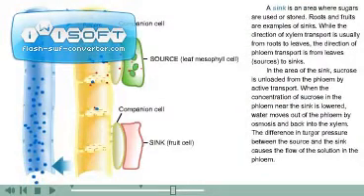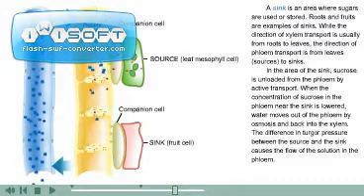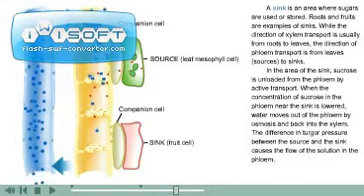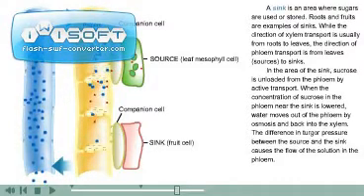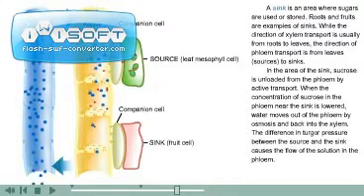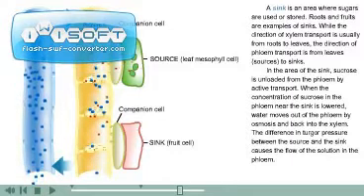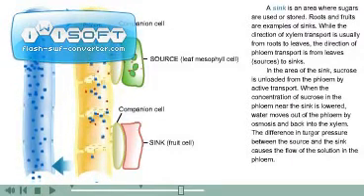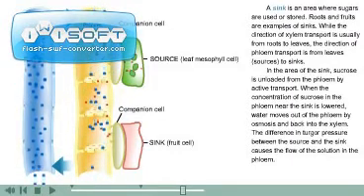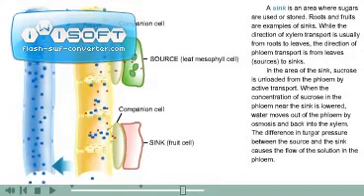A sink is an area where sugars are used or stored. Roots and fruits are examples of sinks. While the direction of xylem transport is usually from roots to leaves, the direction of phloem transport is from leaves, sources, to sinks. In the area of the sink, sucrose is unloaded from the phloem by active transport.